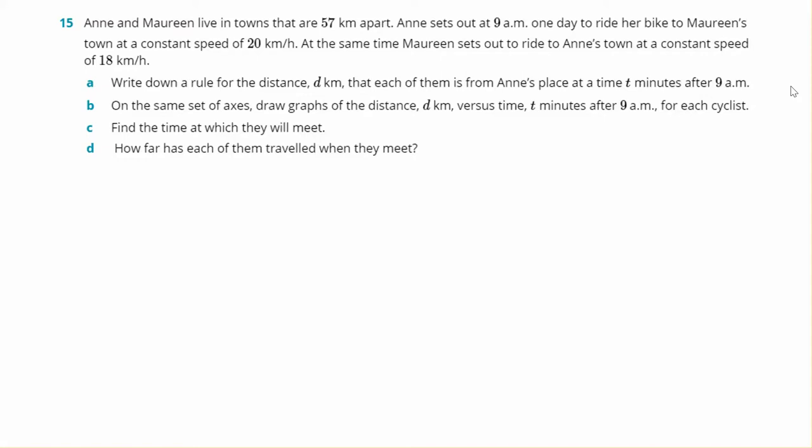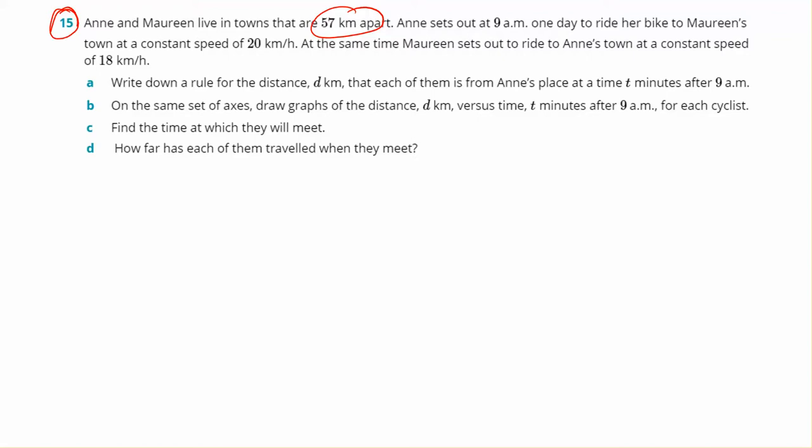This is for 11 methods. We're going to look at question 15 from exercise 2H. So this is a speed type question. We've got Anne and Maureen. They live in towns which are 57 kilometers apart.